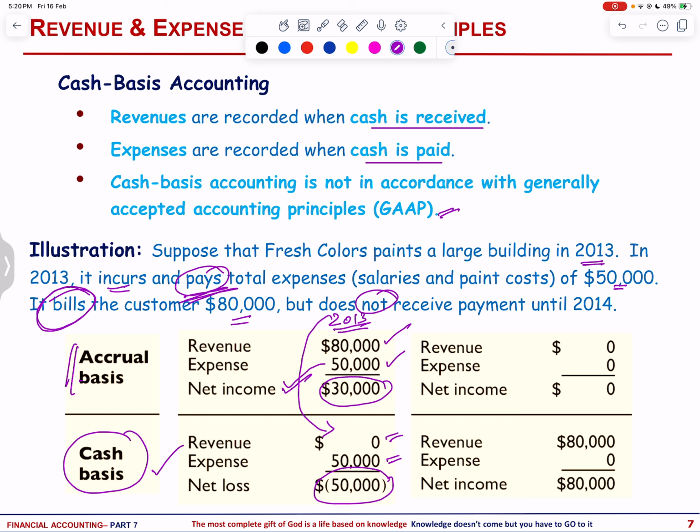and there is a net income of 30,000 under accrual basis. For the year 2014, there is no revenue earned and no expenses incurred according to the accrual basis. So the net income, revenue, and expenses are all zero. However, since we are going to receive this payment in the year 2014, under cash basis, revenue will be recorded as 80,000. They have not paid any expenses in the year 2014, so the net income now is 80,000.